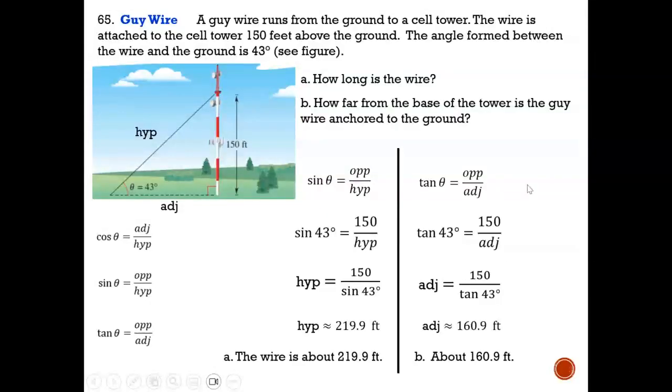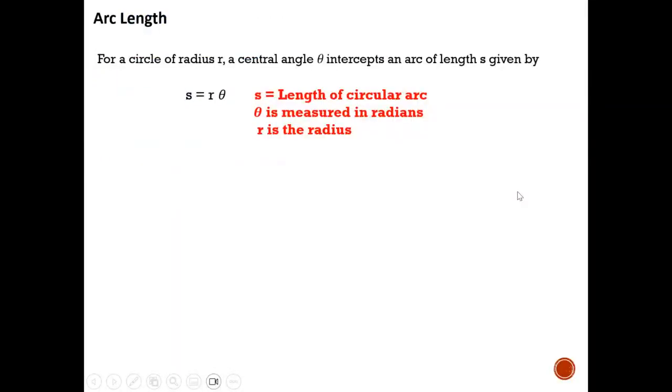Okay, now what we're going to do is arc length. I think this is from section 4.1, guys. I know that, for example, the unit circle is from section 4.2. The six trig functions come from section 4.3. But now I have to cover also something from section 4.1.